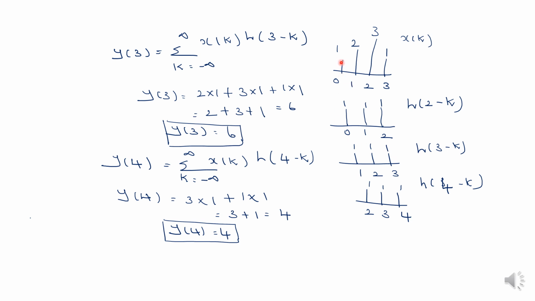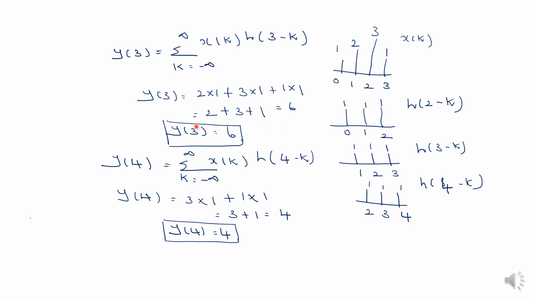Therefore, I need to perform convolution between x of k and h of 3 minus k. The sequence starts from 0 here. For k is equal to 0, the value is 1. But in this case, for k is equal to 0, I have value 0. Therefore, 1 into 0 is 0, so I have skipped it. For k is equal to 1, the value is 2 here, and for k is equal to 1, the value is 1 here.